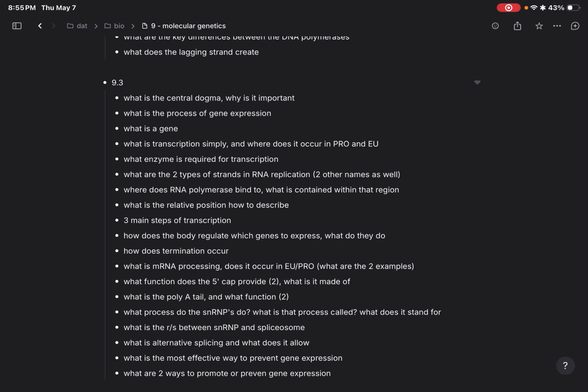What is transcription simply, and where does it occur in prokaryotes and eukaryotes? Transcription is just the process of going from DNA to mRNA. Where does it occur? In prokaryotes, it happens in the cytosol, because prokaryotes do not have a nucleus, and in eukaryotes, it happens in the nucleus, because that's where the DNA is. What enzyme is required for transcription? RNA polymerase. I would assume so. Yeah, RNA polymerase.